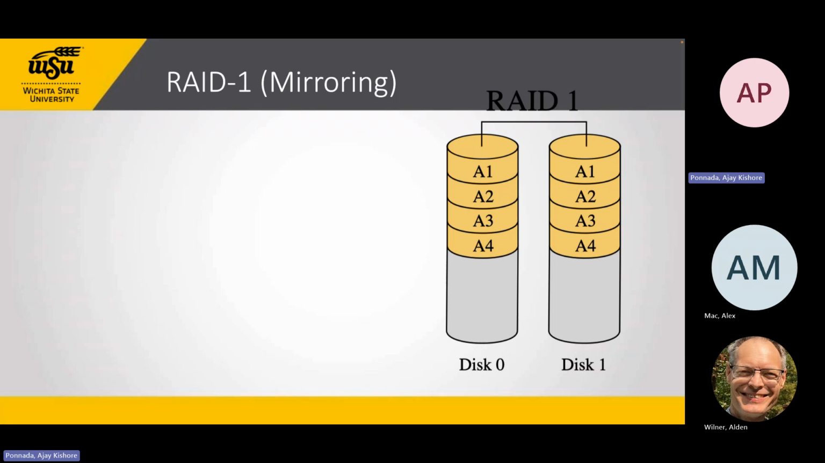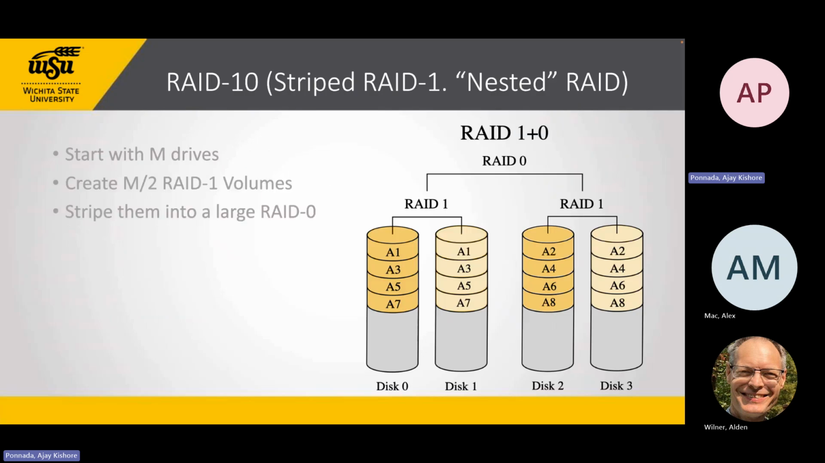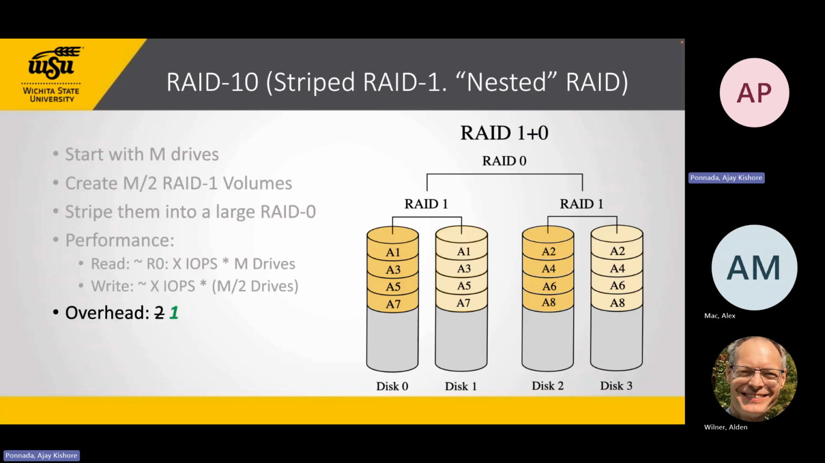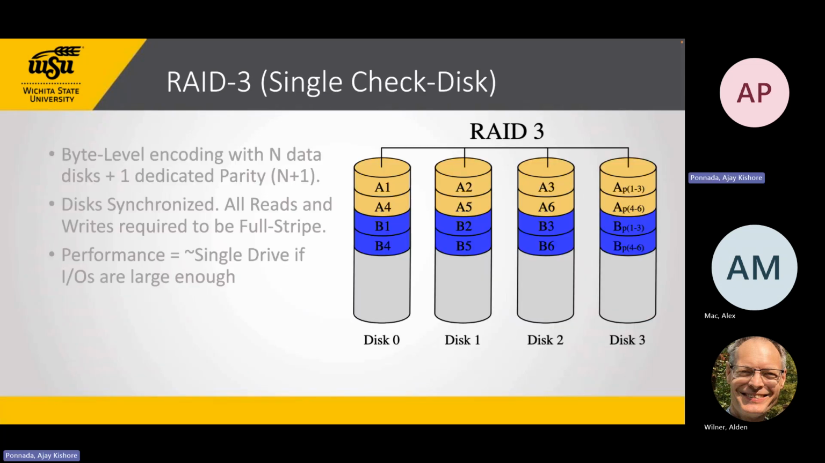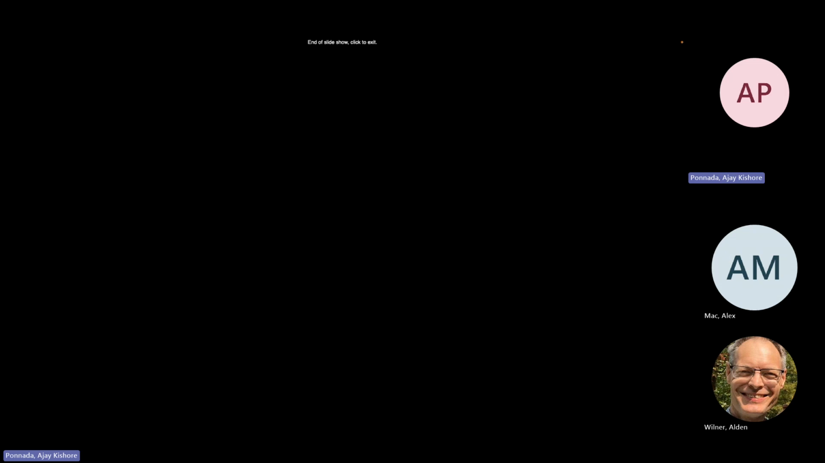RAID 1 is mirroring, disk 0 and disk 1, writing 2 copies of everything. Overhead would be 2x before; now it's 1 parity drive, 1 data drive, 1/1, so it's 100%. We changed it. RAID 10: how many parity drives here? I guess none. 2 to 1. Yes. RAID 3 is 1/n, not (n+1)/n. So it's parity drives by data drives. That's it. Simple.